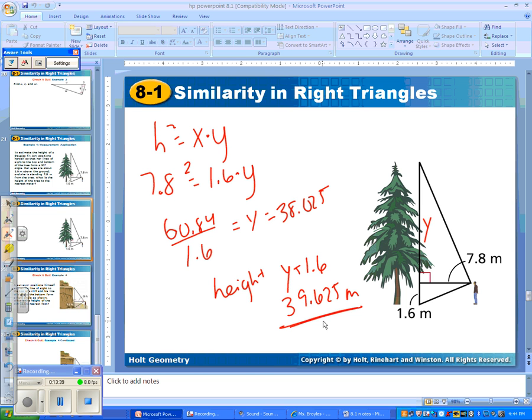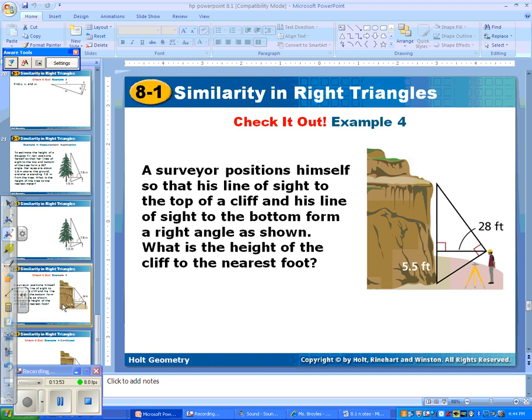That's how tall the Douglas fir tree is, and remember how long a meter stick is? So if you put 39 and a half almost meter sticks on top of each other, that's how long the Douglas fir tree is. Here's another question. See if you can answer this question, and we'll go over it first thing in the morning or in class.